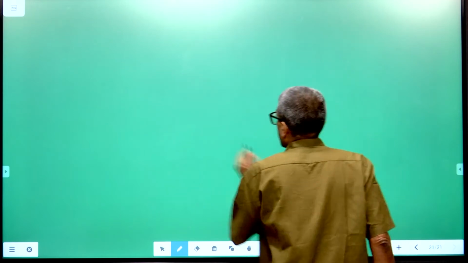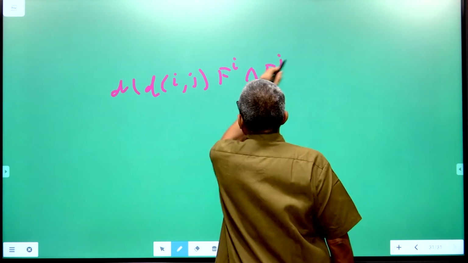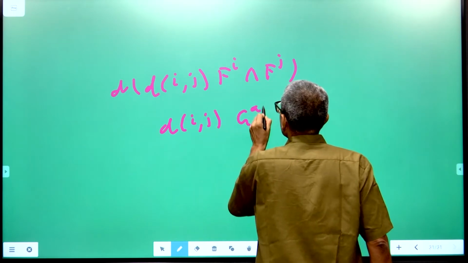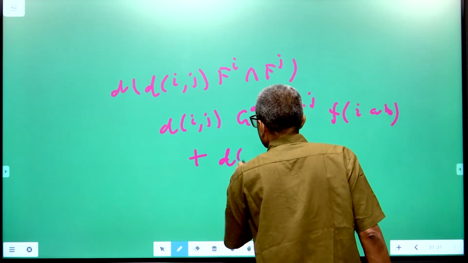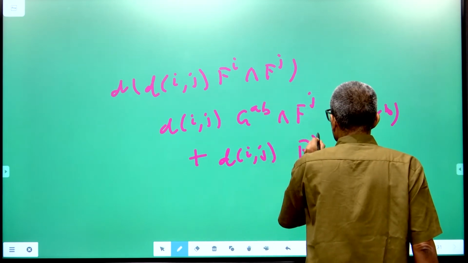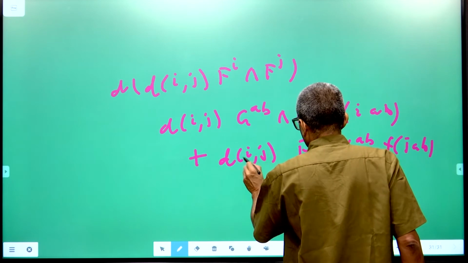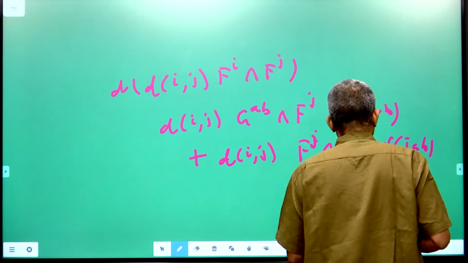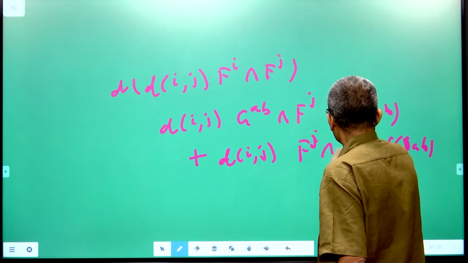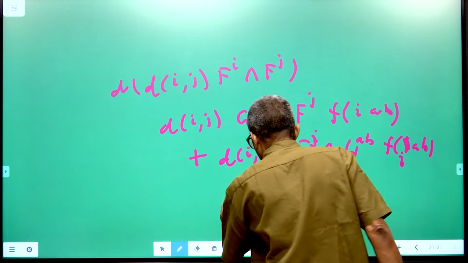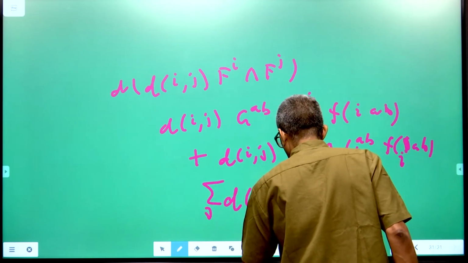Let us write it as d_ij F^i wedge F^j. If you take the d of this, then you get d_ij, first you will get a G^ab wedge F^j into f^i_ab plus d_ij into F^i wedge G^ab into f^j_ab. So I can interchange i and j here without changing anything, because this is a symmetric tensor. G^ab wedge F^j is the same as F^j wedge G^ab because they are both two-forms. So since d_ij is an invariant tensor, you have f^i_ab summed over i is 0, so this will also become 0.